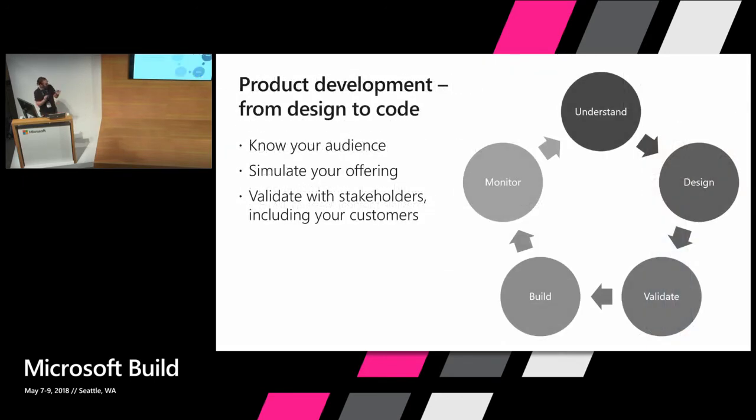So, just taking a step back, when we start to think about developing a product or a service, the first three steps in this process are things that you might do as a collaborative team with designers and developers and product managers. You work together to define a product, and before code is written, there's some simulation of that offering that you use to validate with your stakeholders.